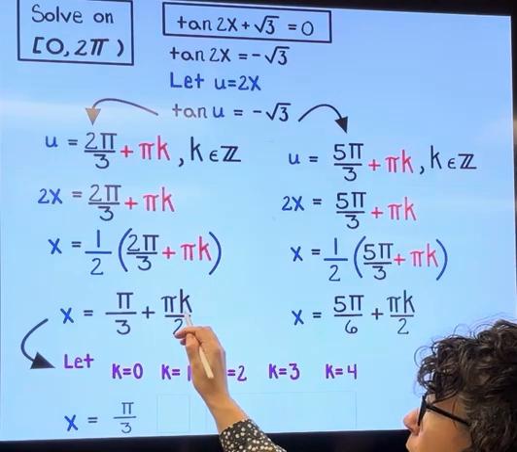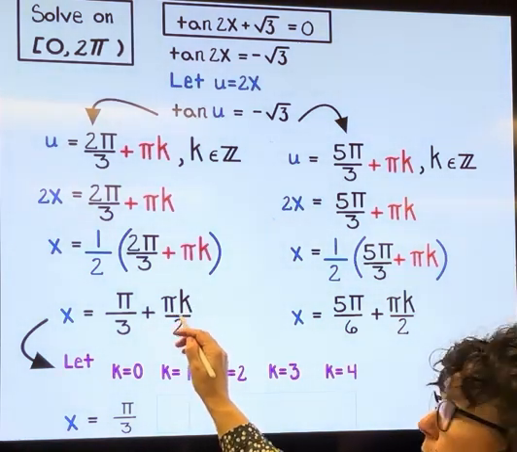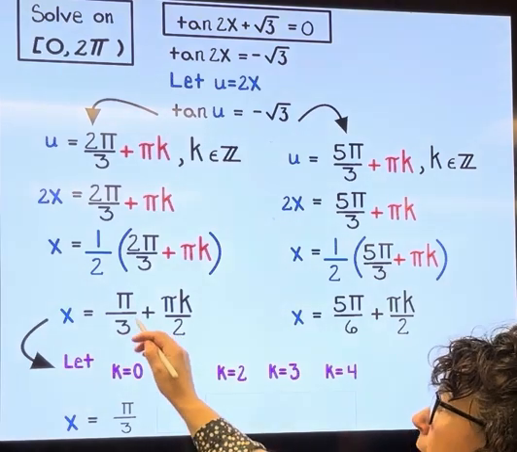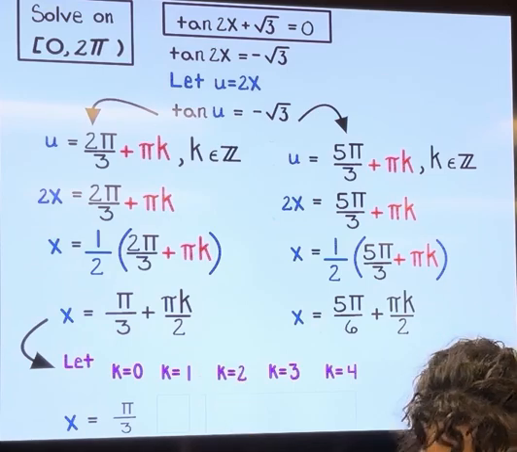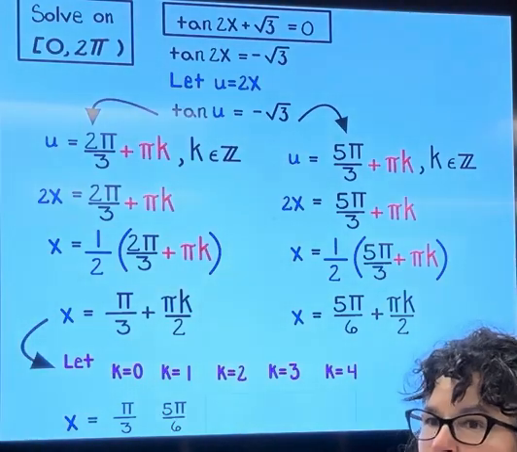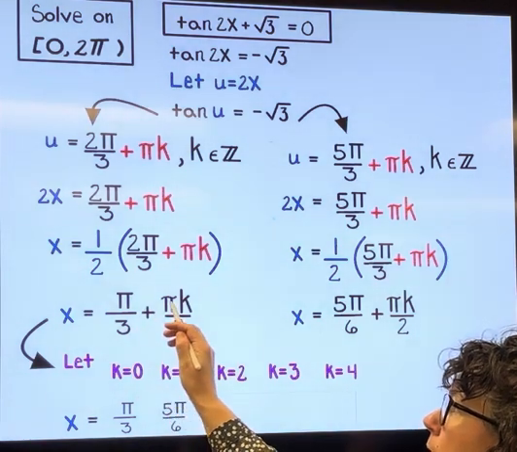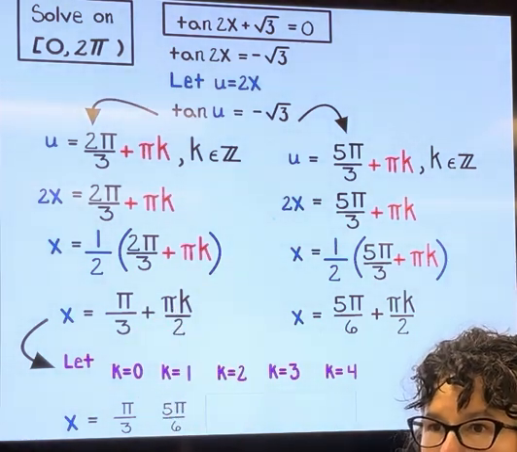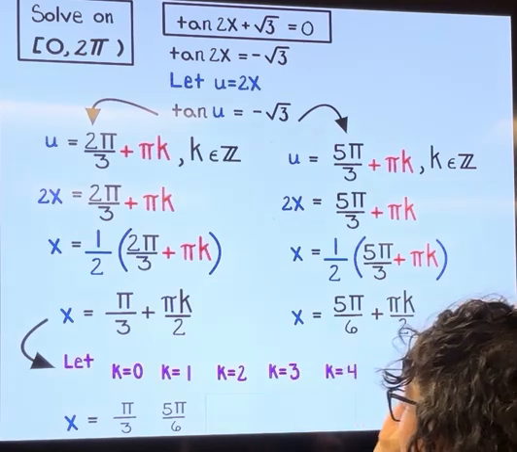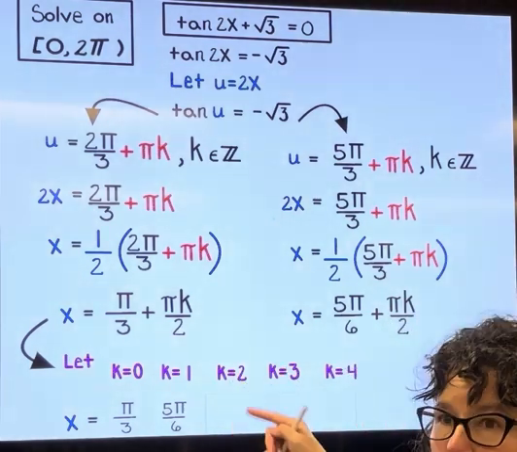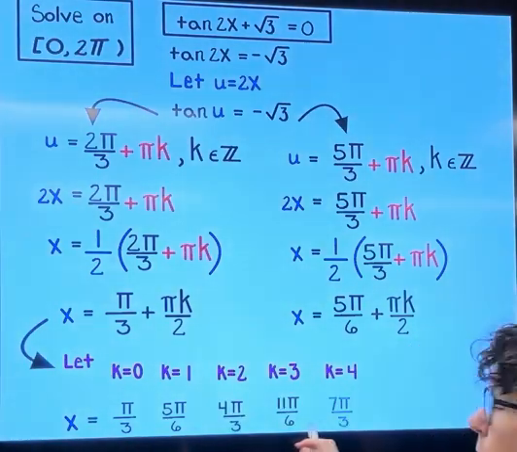If I plug in 1, pi times 1 over 2 is pi over 2. And so pi over 3 plus pi over 2 is like 1/3 plus 1/2 pi. And I get 5 pi over 6. Again, if you don't know how to add pi over 3 plus pi over 2, we can talk about that in a second. But we get a common denominator of 6 and add them together. Okay, then I plug in 2, I plug in 3, I plug in 4, I keep plugging them in. And so here are the answers that I would get.